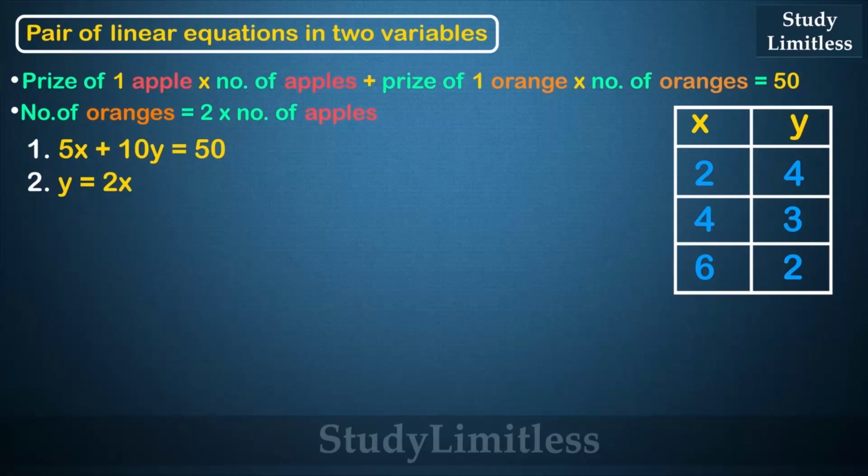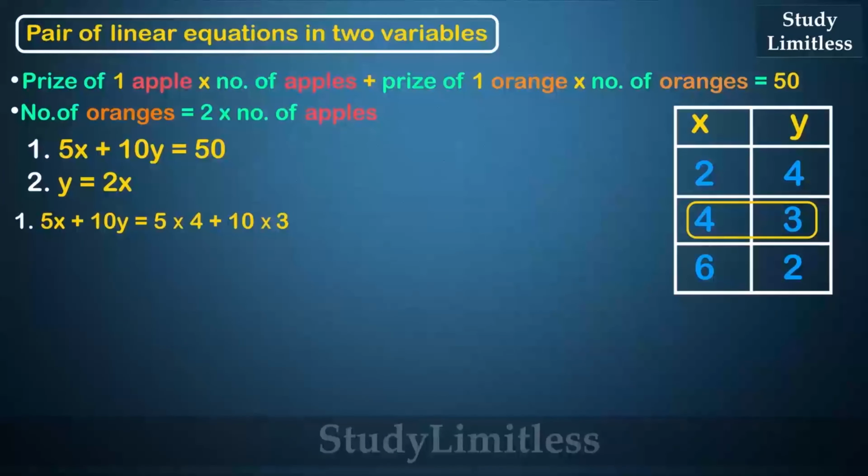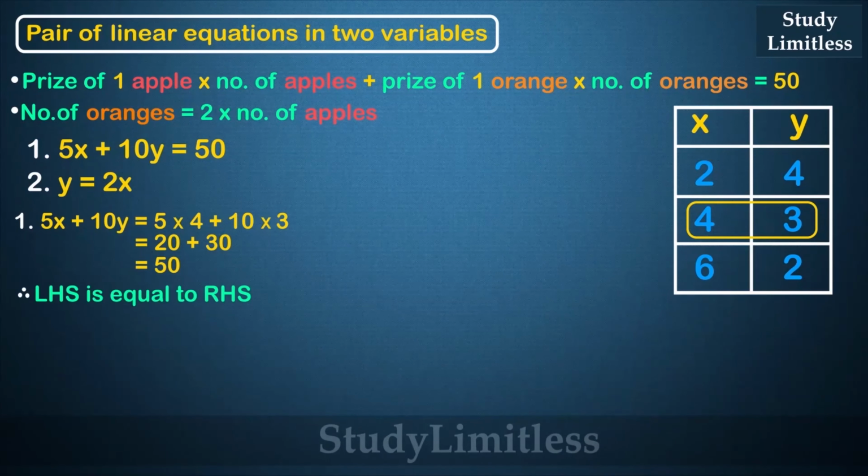Suppose we take the value of x comma y as 4 comma 3, as we have seen in the table. If we substitute x is equal to 4 and y is equal to 3 in the first equation, that is 5x plus 10y is equal to 50, we can clearly see that the left hand side would be 5 into 4 plus 10 into 3, that is equal to 20 plus 30, that is equal to 50. So in the first equation we have found that LHS is equal to RHS.